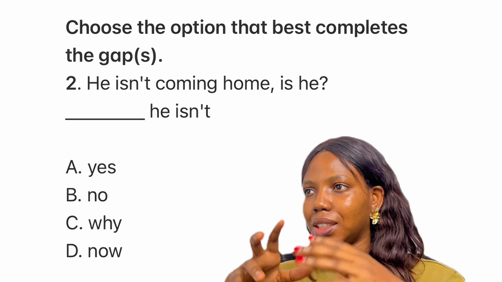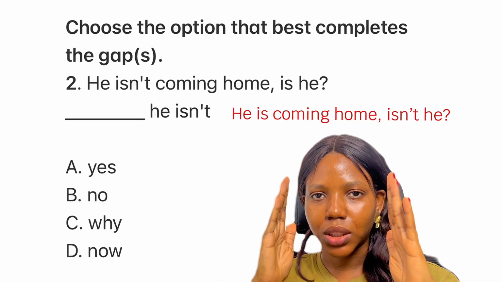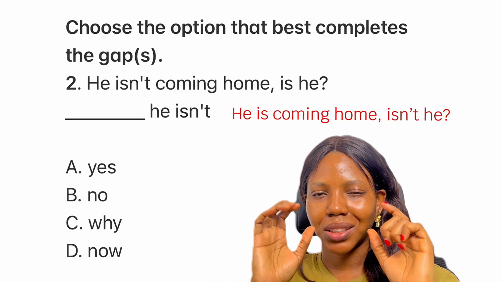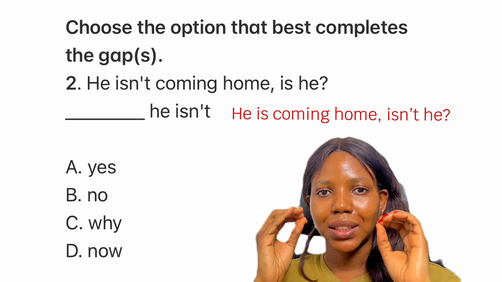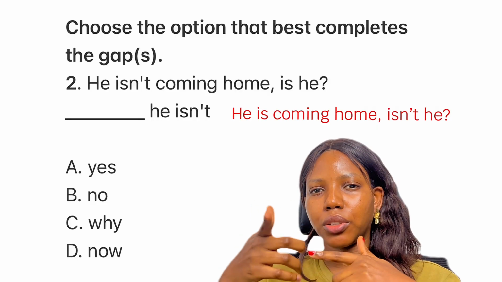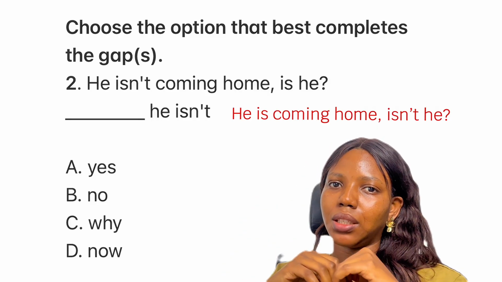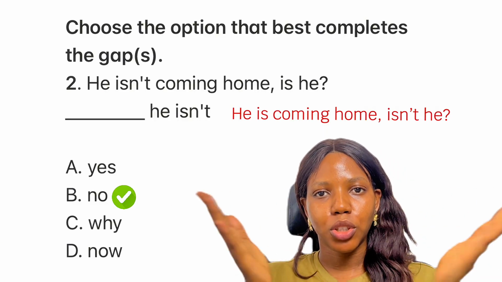Okay? Now, if our sentence were to be, he is coming home, isn't he? We'll focus on the statement, he is coming home. This is positive. Our response will also be positive. Yes, he is. If you're disagreeing, then we can say no, he isn't. So final answer to this question is definitely option B, no.